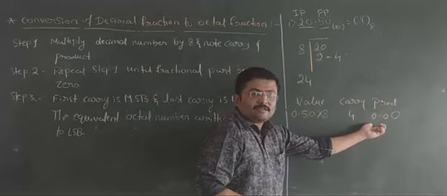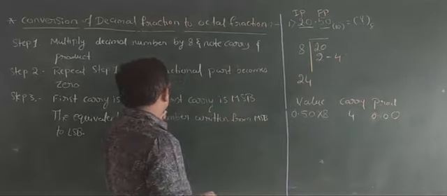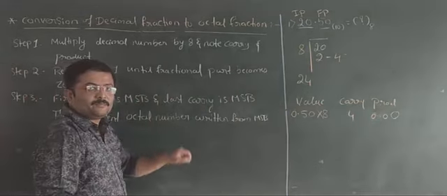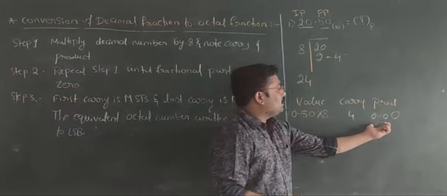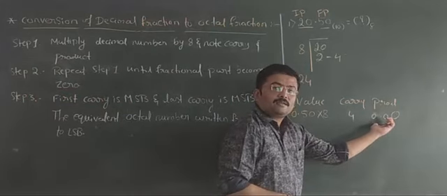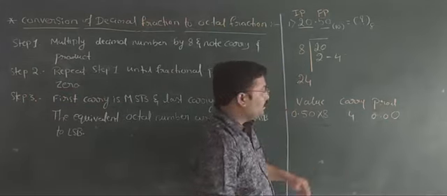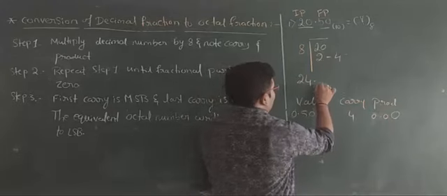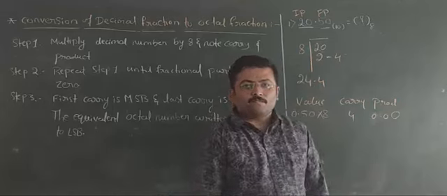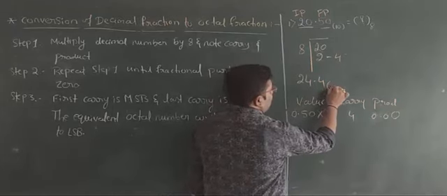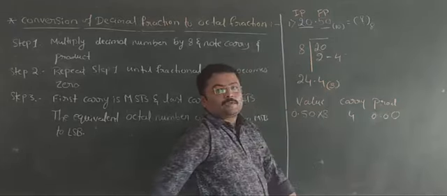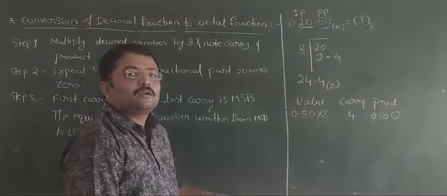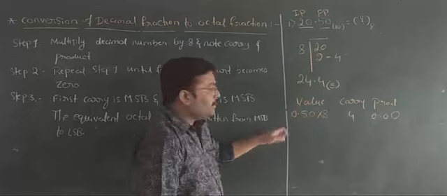The product becomes 0 now, so it cannot be further multiplied, because step 2 is to repeat step 1 until the fractional part becomes 0. The fractional part here is 0, so stop here. This is the only carry, so write it as it is: 4 to the base 8. Let us check whether the answer is right or wrong using the cross verification method.